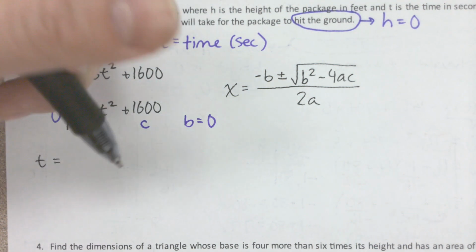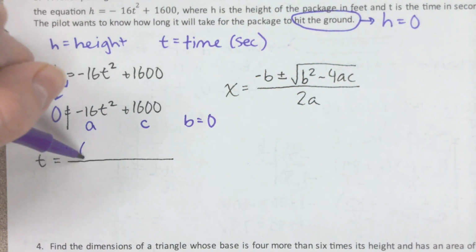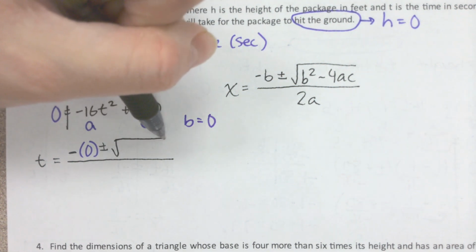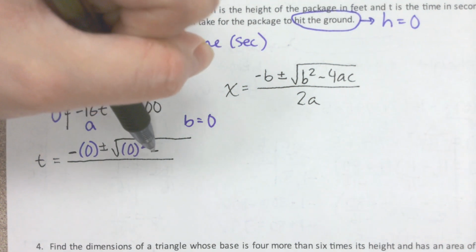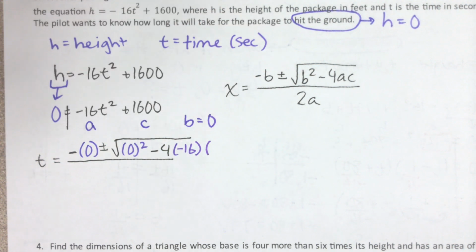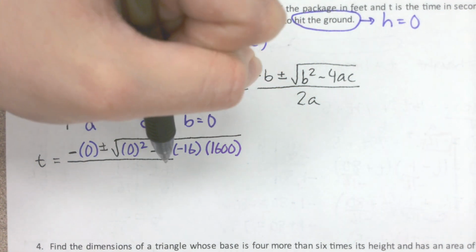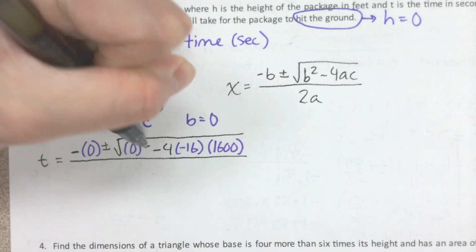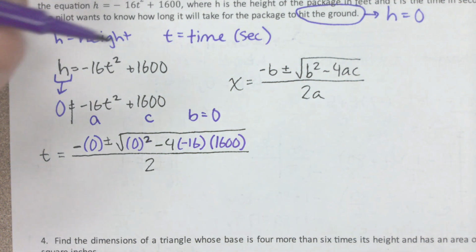t equals negative b, which is 0, plus or minus square root of b, so 0 squared, minus 4 times a, which is negative 16, times c, which is 1600, all over 2 times a, which is negative 16.